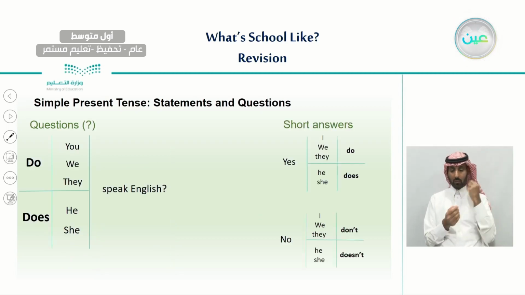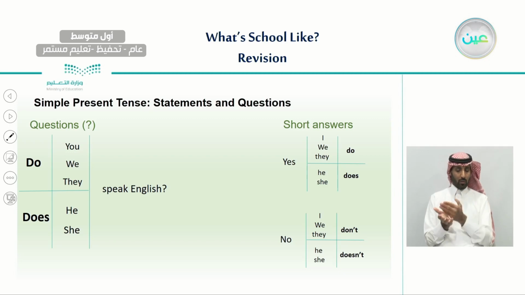Also, we learned how we can make questions. We said that if we want to make a question in the simple present tense, we use do if we use the subject pronouns I, you, we, they, and we use does if we want to use the subject pronoun he or she. Like, for example, do you speak English, or does he speak English?